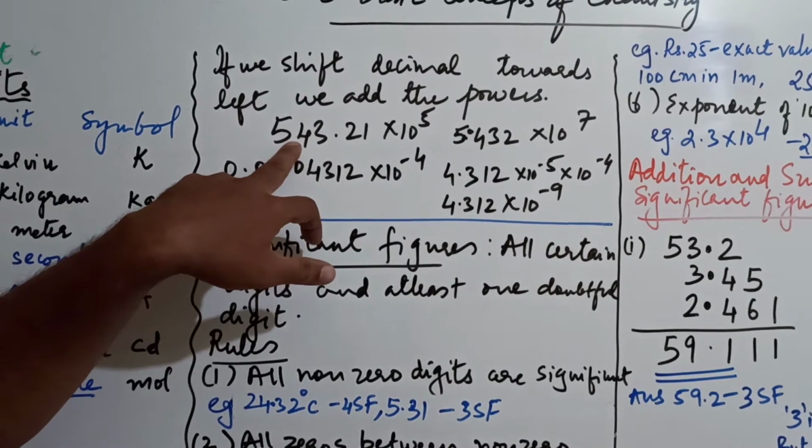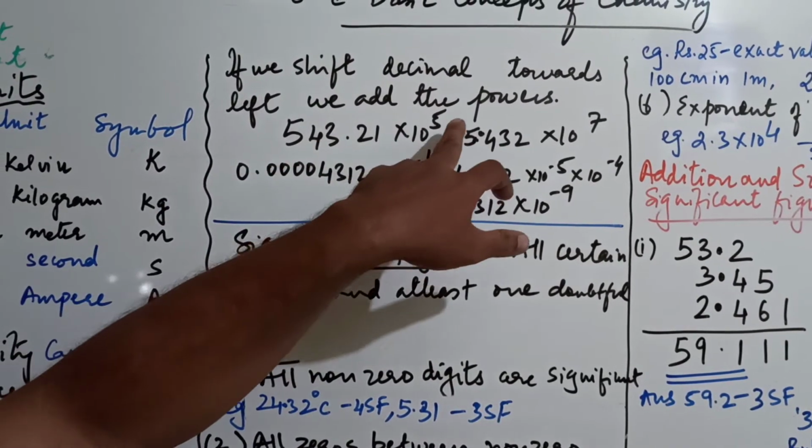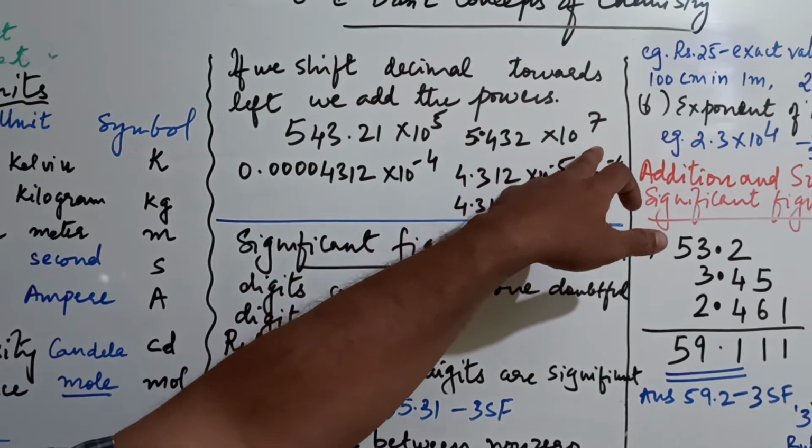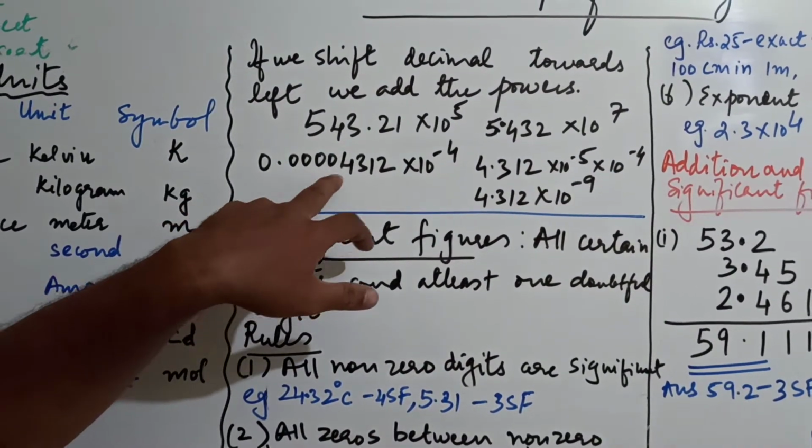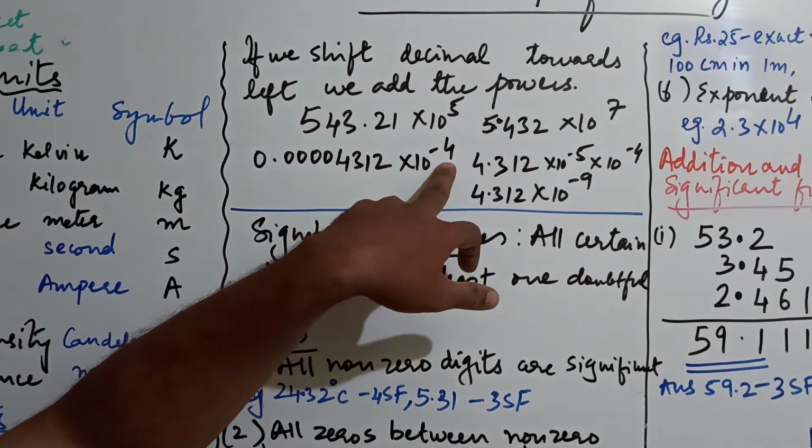Clear? So we have to add 2 to this power. So 5 plus 2, naturally it is 10 to the power 7. Here we have 0.00004312 into 10 raised to minus 4.